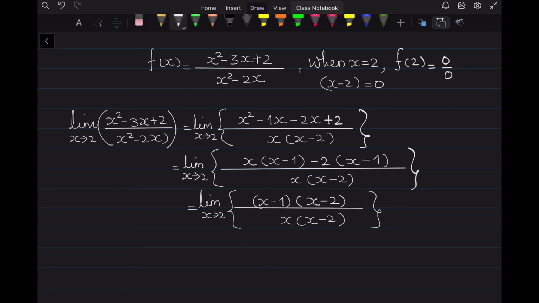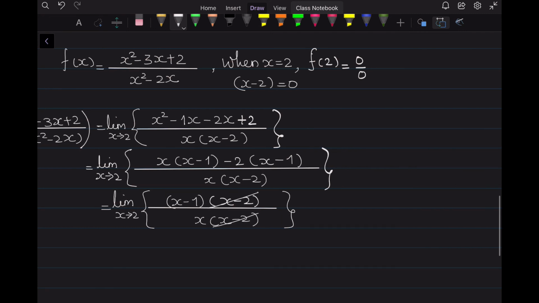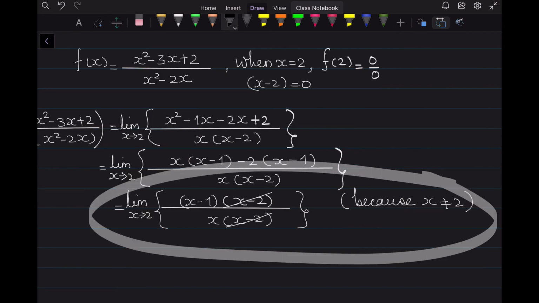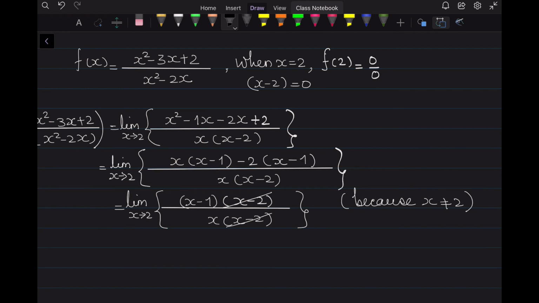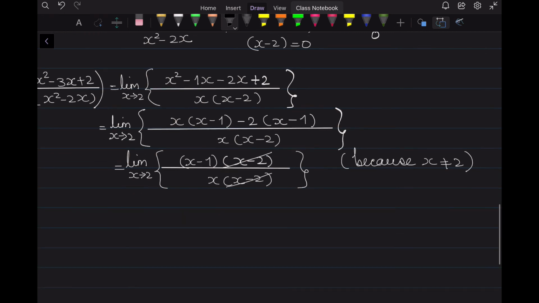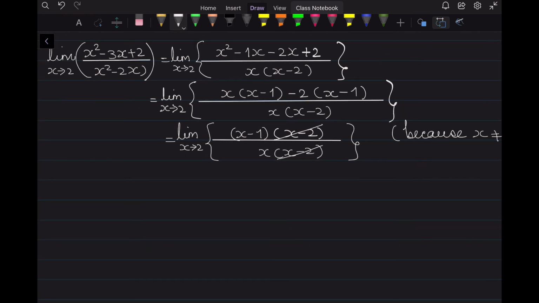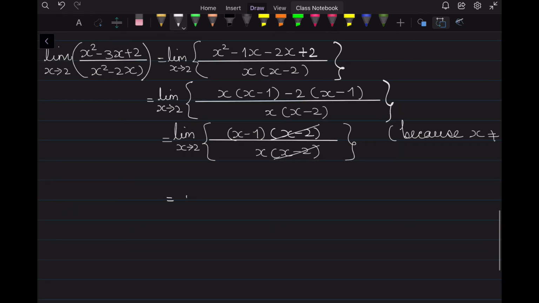So now we can cancel x minus 2 with this x minus 2. Why? Because in this case, x is not equal to 2. So all this has already been discussed thoroughly in the lesson number 2. So according to your learning needs, if you want, you may revisit the lesson number 2 for the detail. Now, what are we left with? We are left with limit as x approaches 2 of x minus 1 over x.